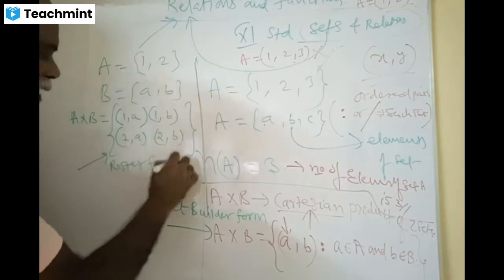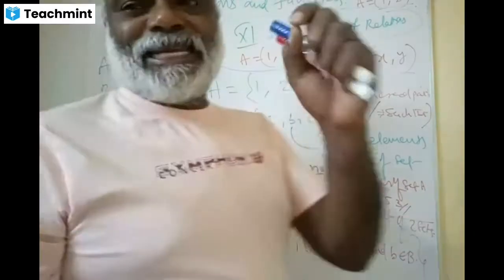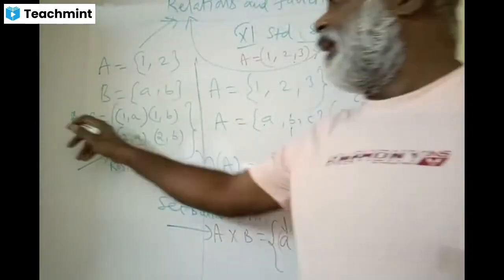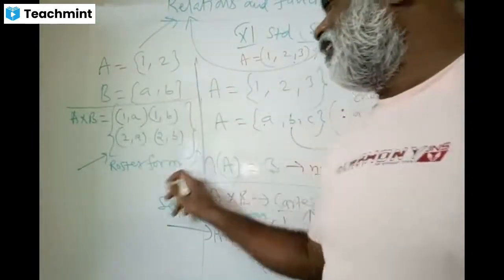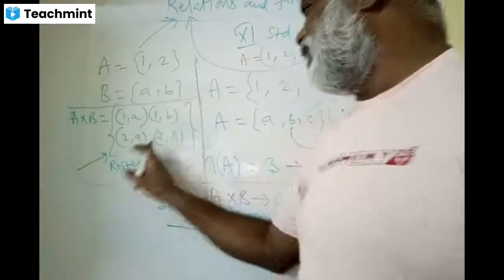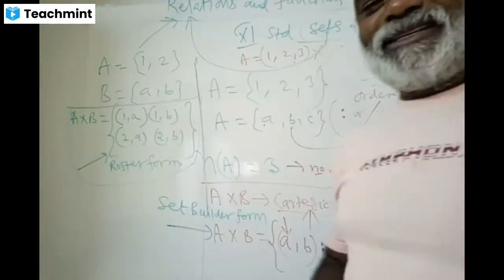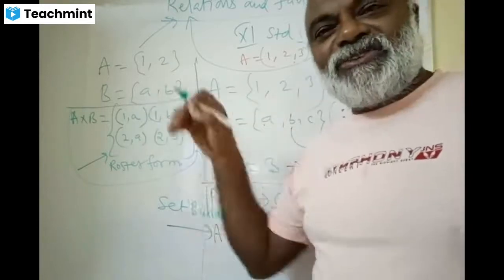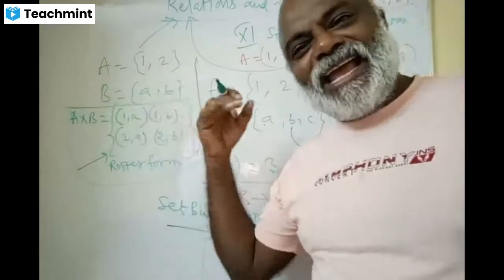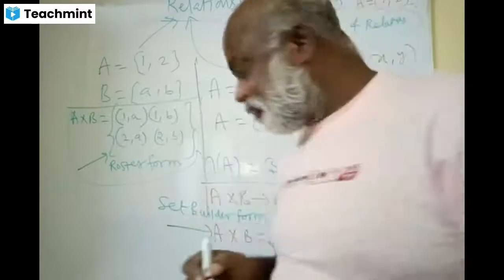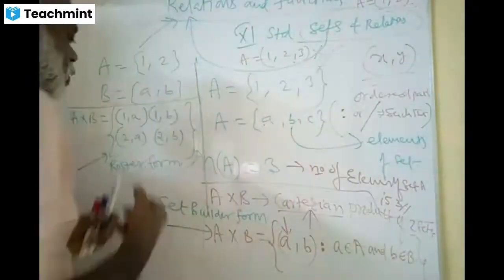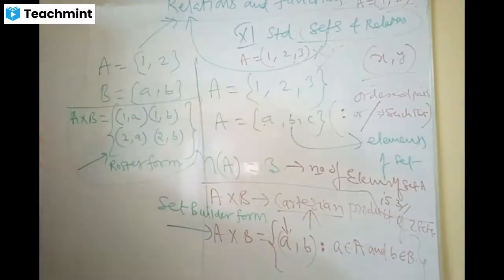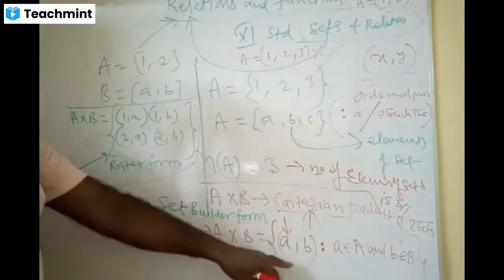All of us know this. Roster means enlisting all the elements. There is no ambiguity; a layman can see there are 4 elements in this. The first is an integer and the second is a letter. Anyway, this is the Roster form and the set builder form of A cross B.